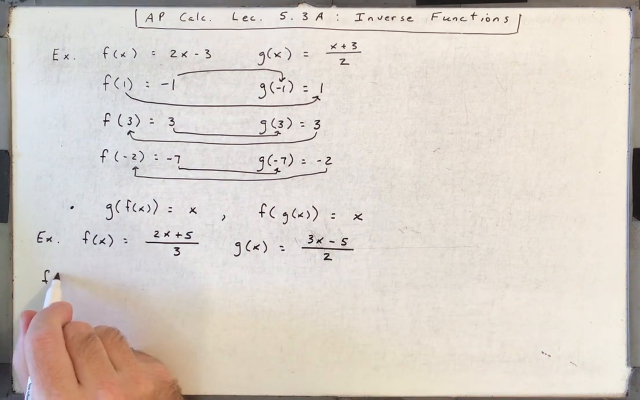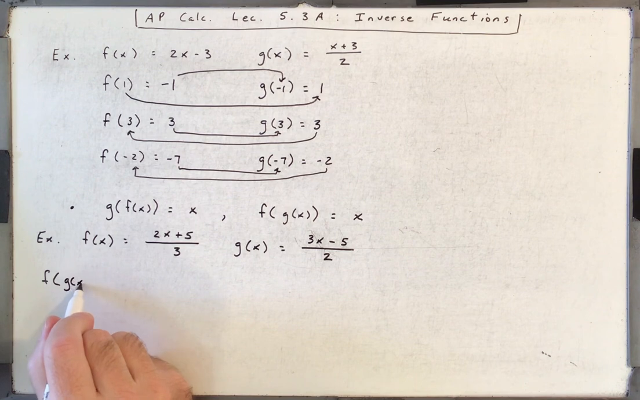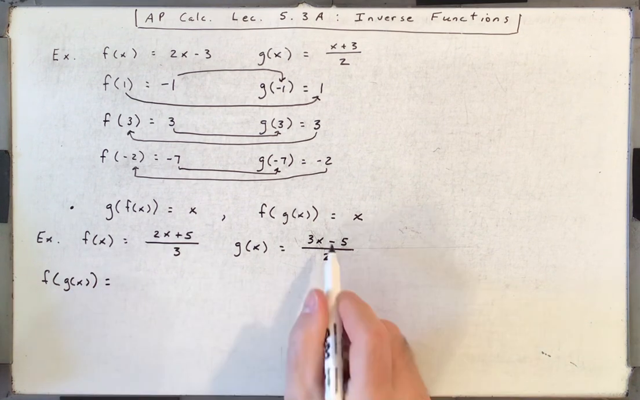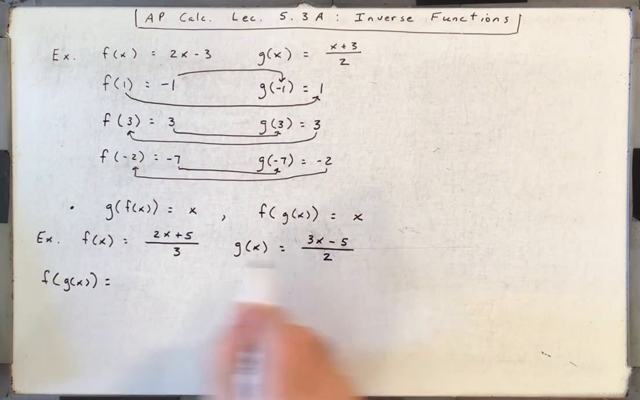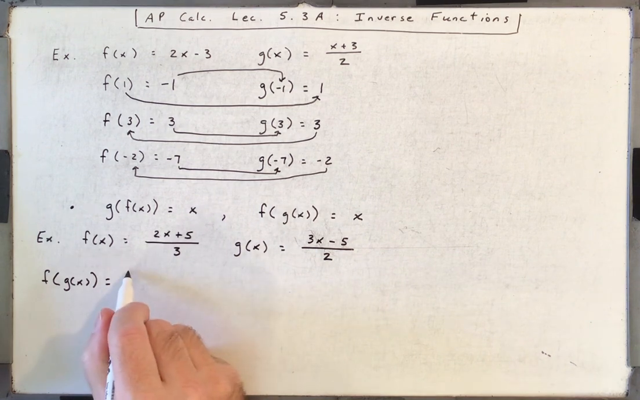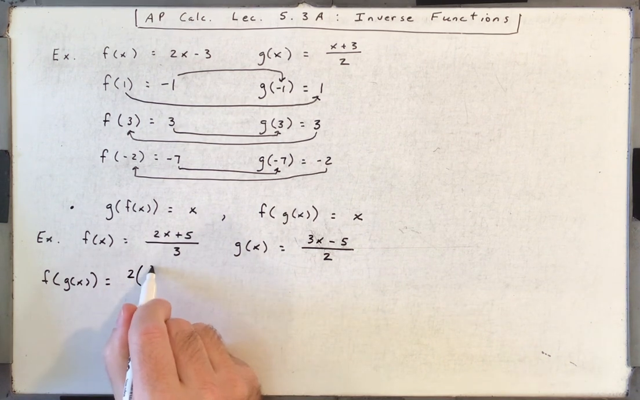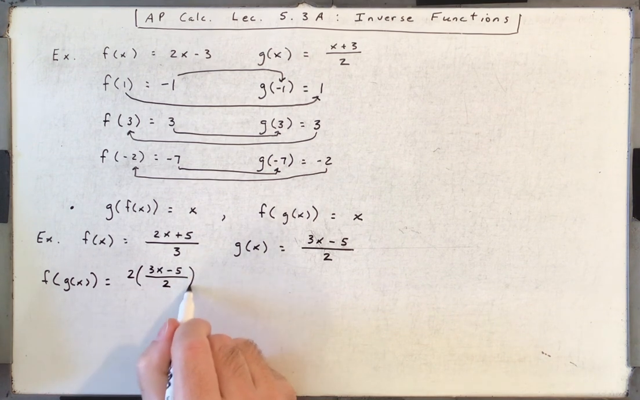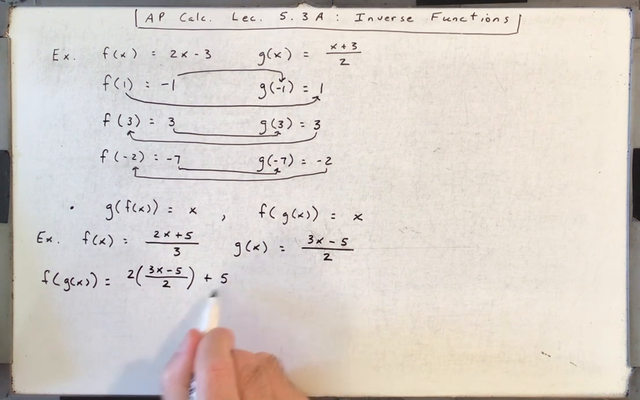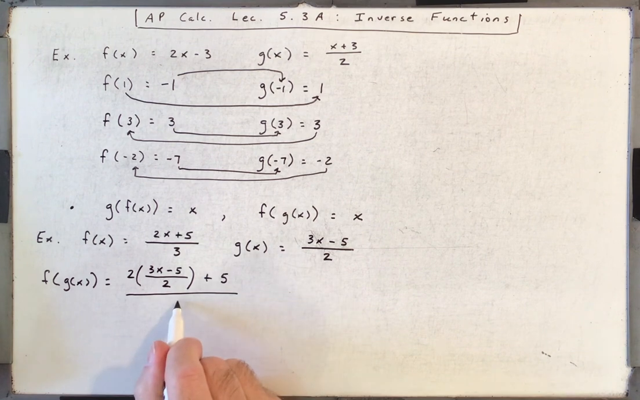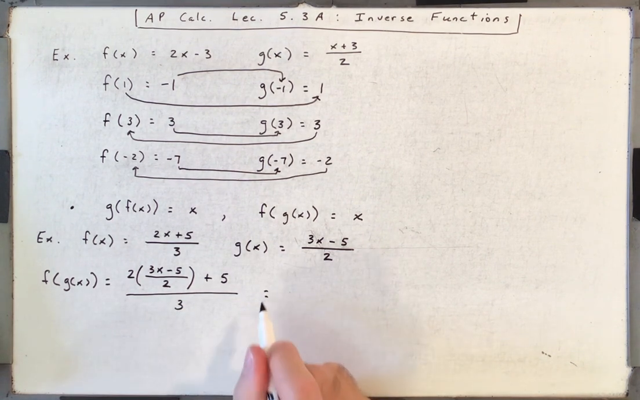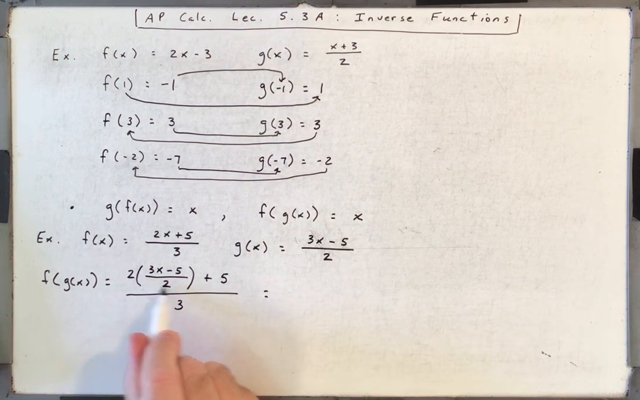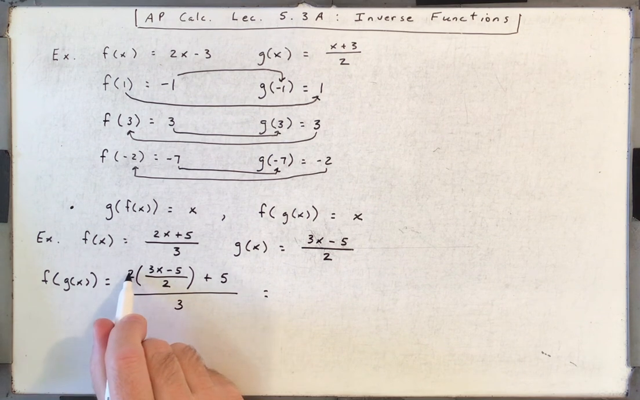So let's find f of g of x. You're going to plug in (3x minus 5) over 2 into this x right here. So 2 times (3x minus 5) over 2, plus 5, over 3. So let's see if we can simplify that down. That's 2 over 2. Those cancel, right?